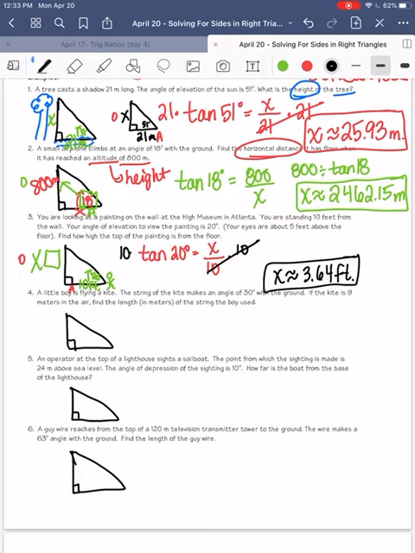Okay, so I would like for you to try number 4, and then I would like for you to try number 6, and I'm going to do number 5 really quickly. Okay? So number 5 says, an operator at the top of a lighthouse sights a sailboat. So the person's at the top of the lighthouse, and the sailboat is out here. The point from which the sighting is made is 24 meters above sea level. So 24 meters above sea level, that's like the height.